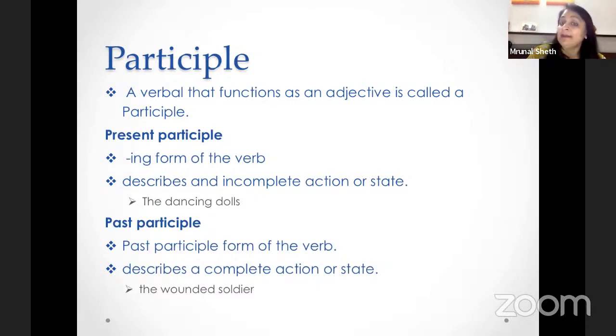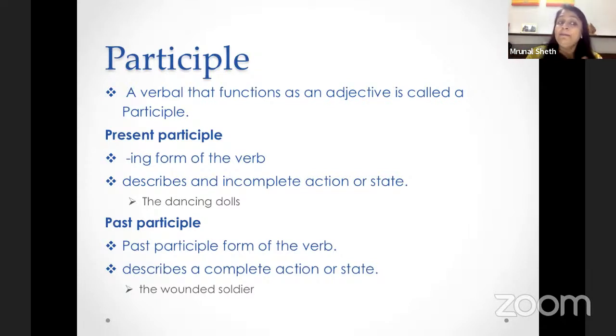So gerunds are nouns. We understood that, right? So nouns can be a subject, object, or an object of preposition. So direct object, indirect object, object of preposition. Then participles, they're always adjectives. What is the function of adjectives? Adjectives qualify the noun, right? They tell us something more about a noun. So that's what participles do. They tell us more about a noun.